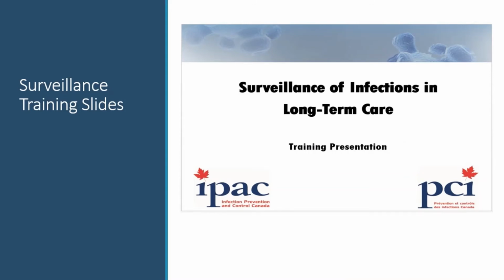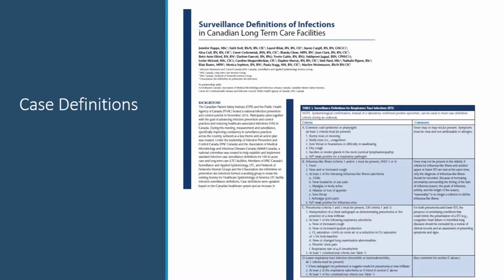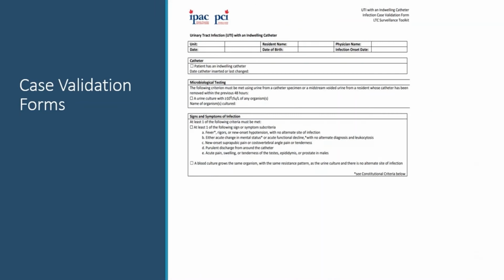There's surveillance training slides, which are used for training staff on how to use the daily surveillance tracking form, which, as I'm sure you can appreciate, is a critical component of using this toolkit properly. And then there are case definitions. So there's a summary of all of the case definitions. You can establish case definitions. So if you're seeing symptoms coming up on the surveillance sheets, how does that apply to the case definitions? And there are case validation forms that you can use to assist to determine if you're meeting the case definition.